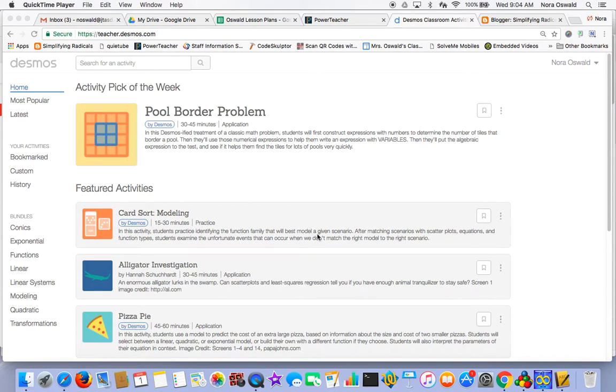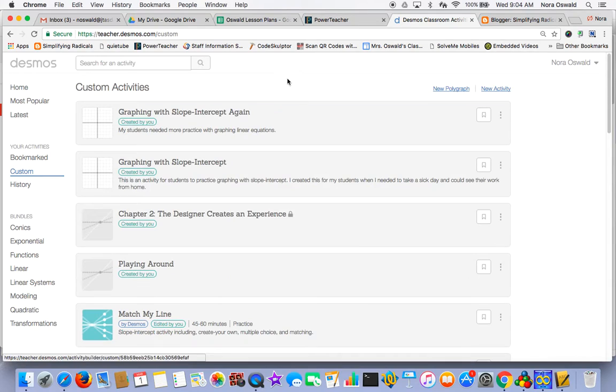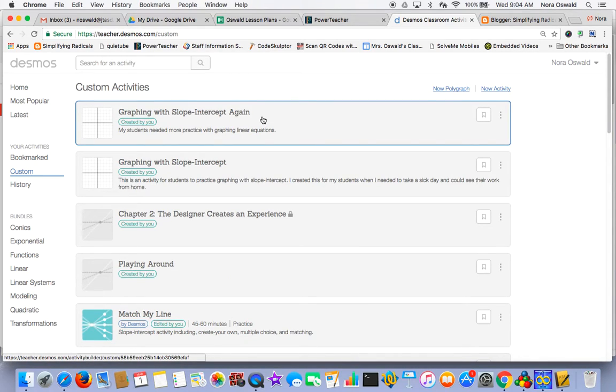So here we are on the teacher.desmos.com screen, and I've logged in. There I am. And I'm going to come over here to custom. So I have the link there for you. If you want to use this activity, you certainly may. Maybe making your own would be a good idea as well. Either way, I don't care.